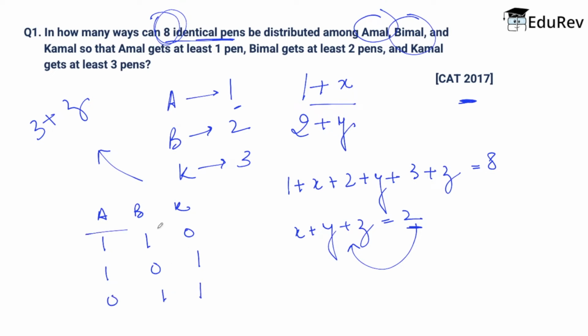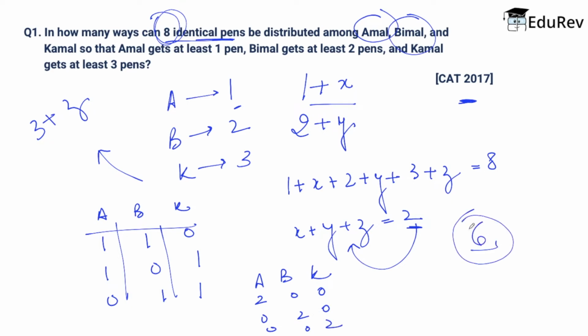But wait a minute, there are going to be more. What if they get 2 each, that is A, B, K? So what if Amal gets 2, Bimal and Kamal 0, 0, then 0, 2, 0 and 0, 0, 2. So that means there are total how many cases? 6 cases in which they can distribute pens among themselves, keeping in mind that Amal is going to get at least 1, Bimal at least 2 and Kamal at least 3. So the number of ways are going to be what? 6 ways. I hope you understood this. Now let's move on to the next question.